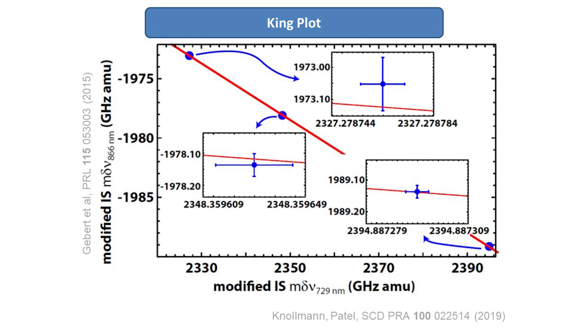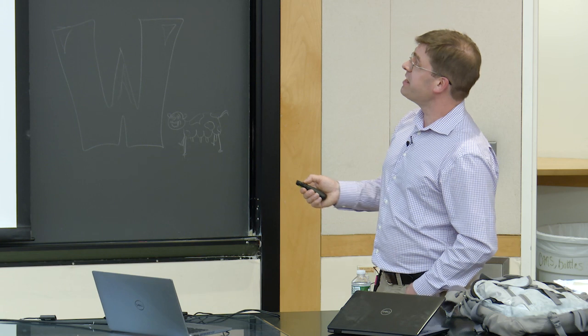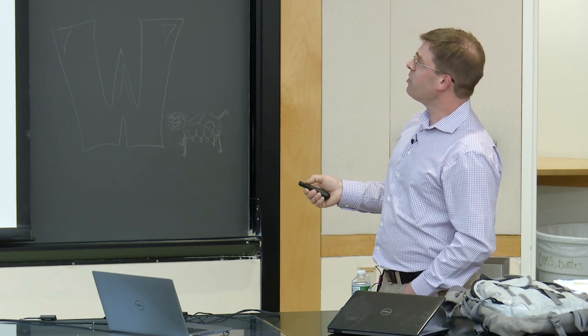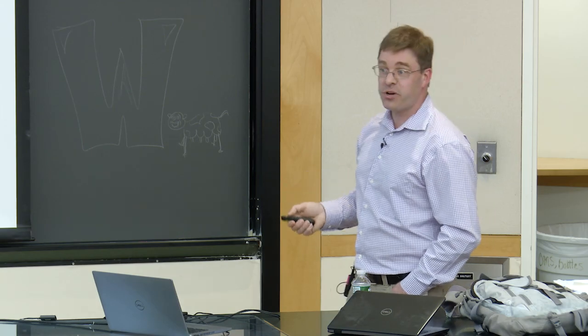Okay? So we did this on one of these transitions, and we made one of these king plots where the horizontal axis is our data, and the vertical axis is another transition measured by somebody else. And you'll notice that A, it's still linear, but also B, the number of digits of precision of our measurement are somewhat larger than those of the other measurement.